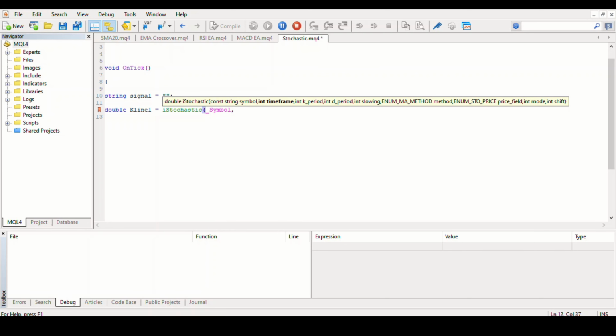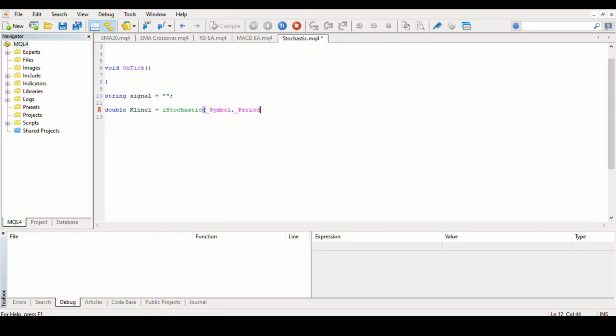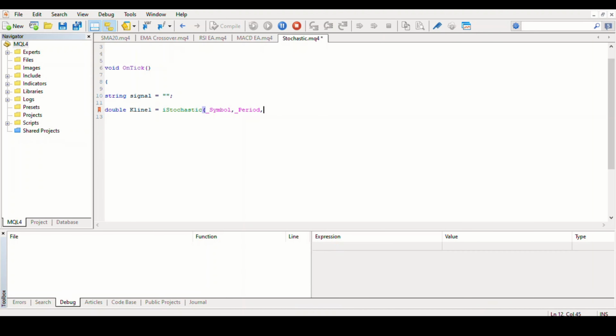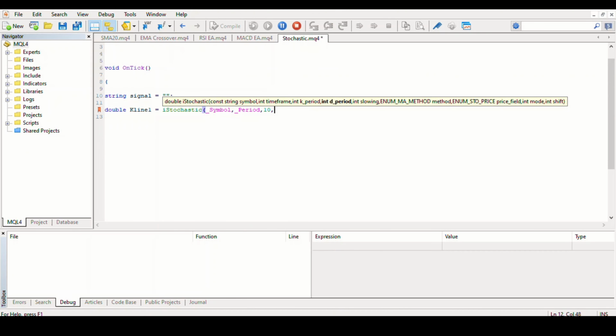comma, underscore Period, comma, and below here we can see that it says 10,7,7, which is what we're going to be putting here. Perfect.